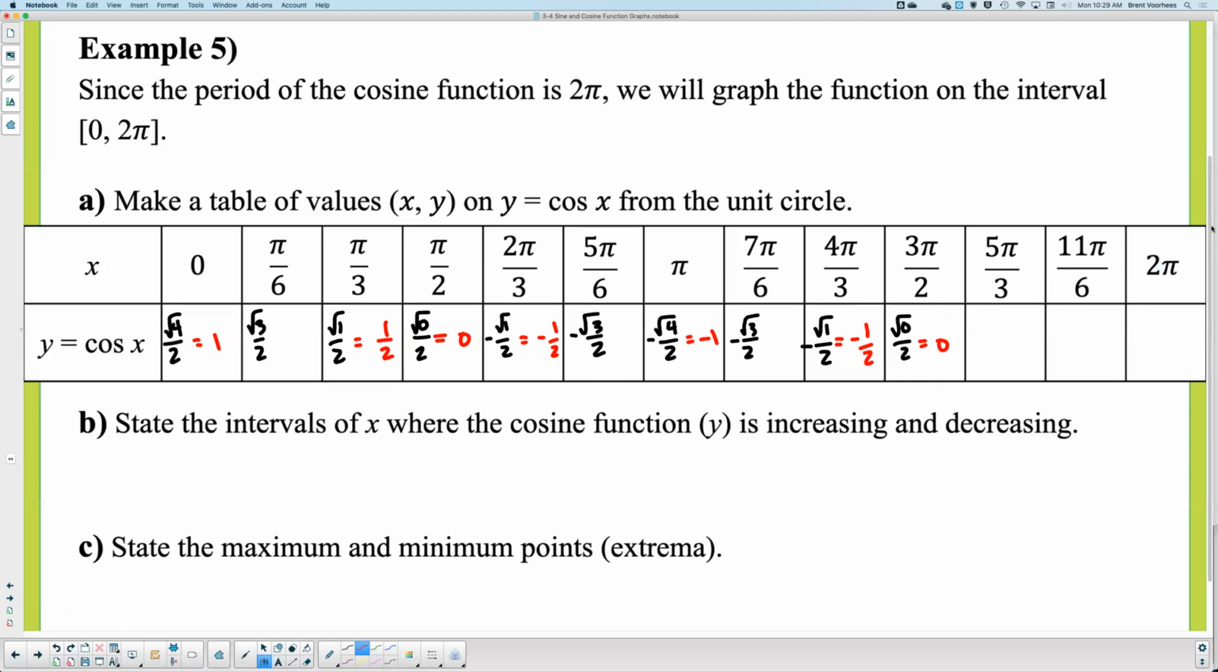This one, pointer. Pointer finger. Bend your pointer finger, your index finger. Flip it. How many x's do you have there? 1. So square root of 1 over 2, which becomes 1/2. Okay, 11 pi over 6.